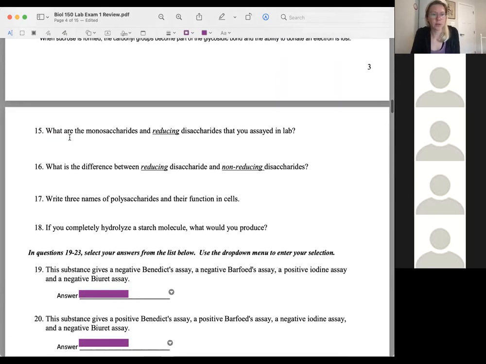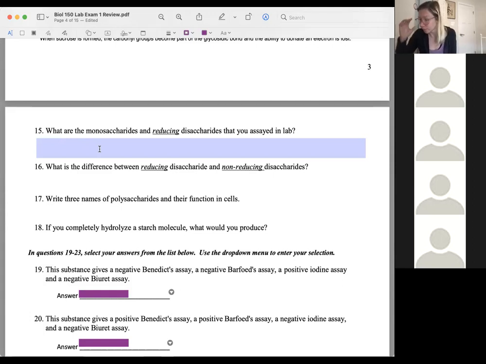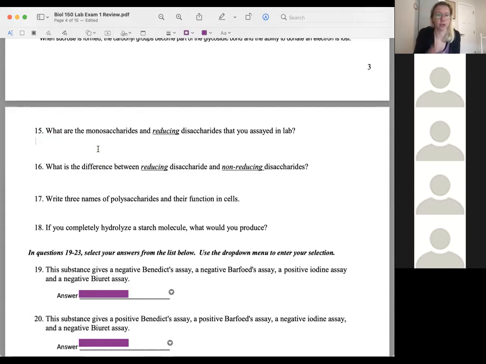All right, so it asks you to identify the monosaccharides and reducing disaccharides. This is definitely worth knowing. So what were the different monosaccharides and reducing disaccharides? What were the names of these molecules? Glucose, yeah, glucose was one. Fructose, maltose.